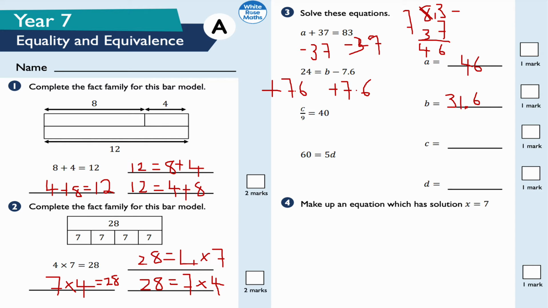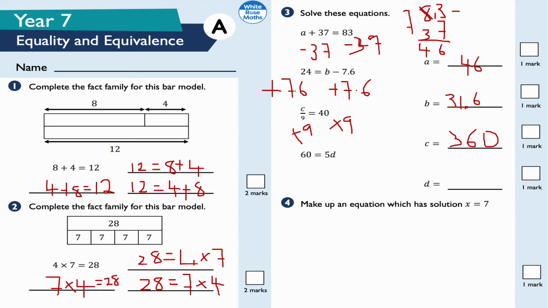Next question. C divided by 9 is 40. Well, the opposite of divided by 9 is to times by 9. So we multiply by 9 on both sides of my equation to balance it. 4 times 9 is 36. And then adding the 0 becomes 360.